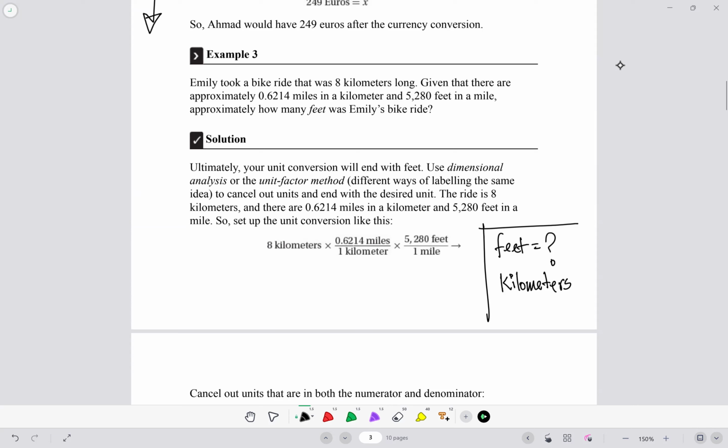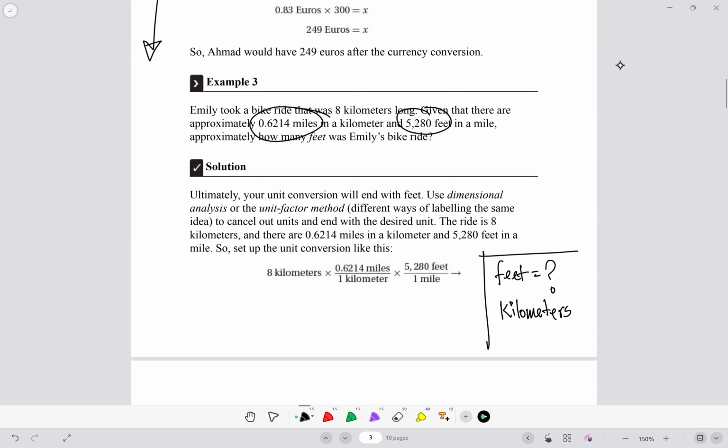So now what we need to do is use the information that is given here. What can we do? We can convert the kilometers into miles, and then we can convert these miles into feet.